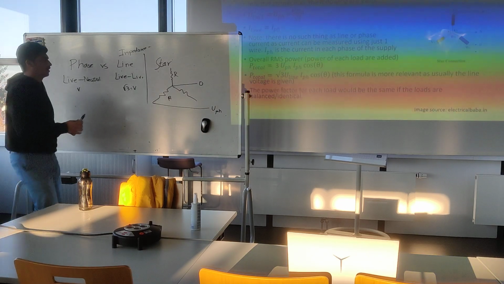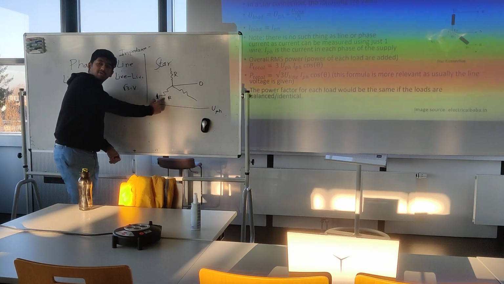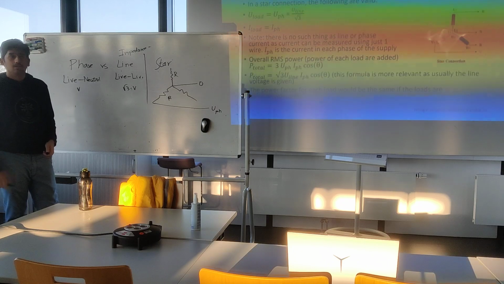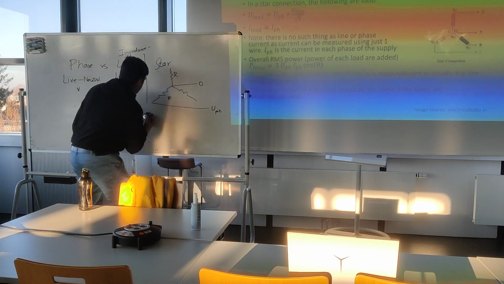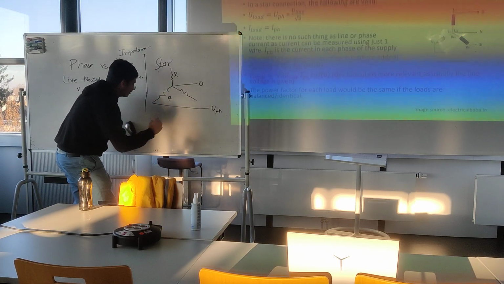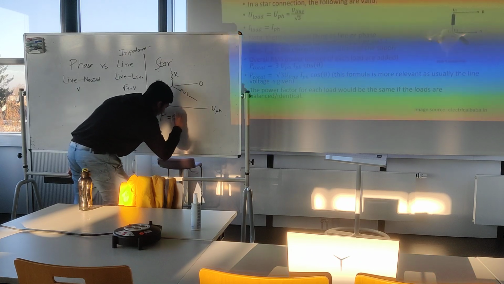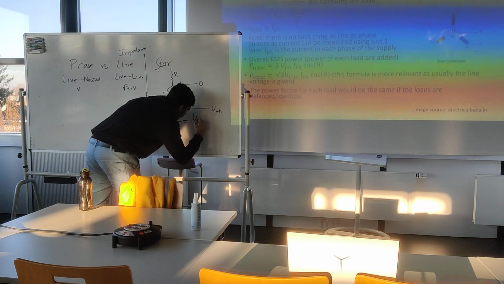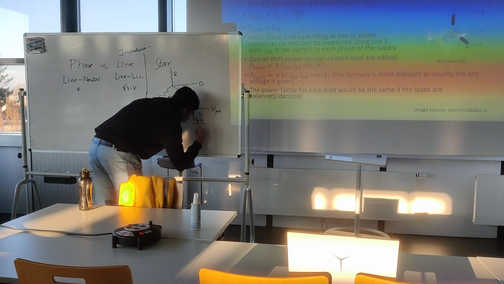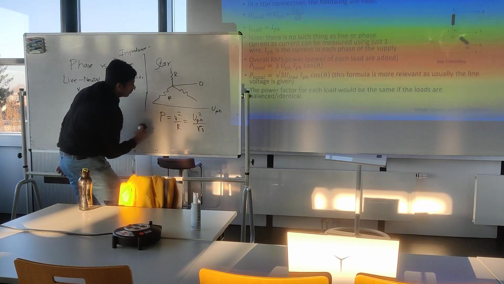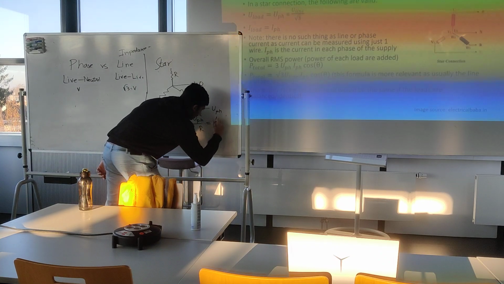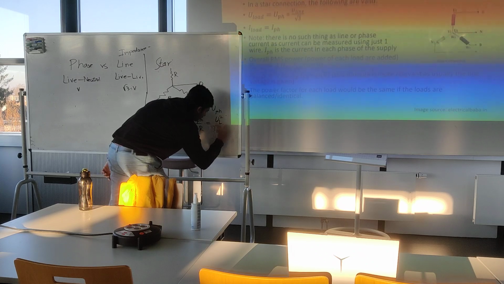Phase voltage, exactly. And how can I get the power dissipated by this resistor? V square over R. Yes, exactly. P equals V square over R. In this case, it is U phase squared over R. And if I convert it into the line voltage, it is UL squared by 3R.